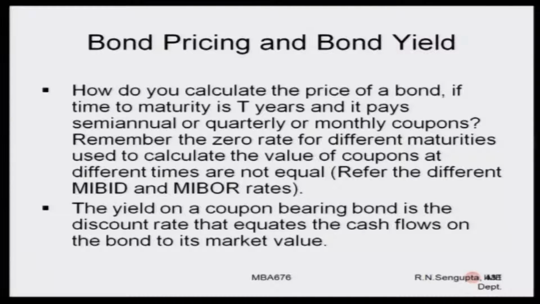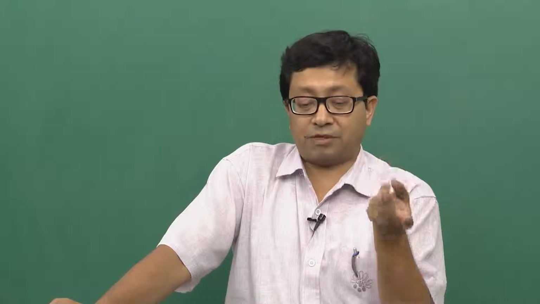So, there are two things: one is the bond pricing, how we will do that, and another is the yield on the coupon bond, based on which you will try to find out the value of the bond such that demand and supply exactly match, considering that some coupon payments are being made.